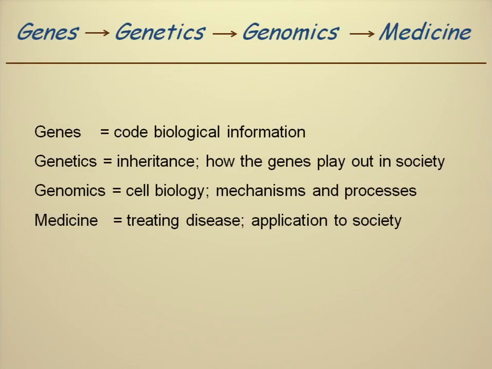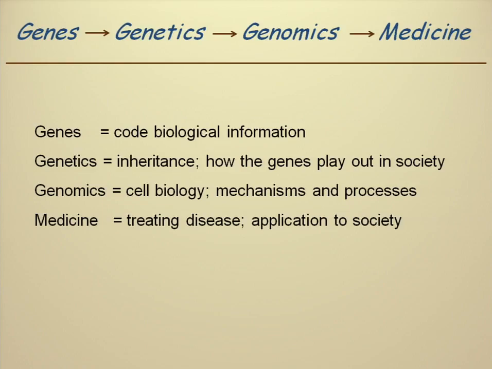Genetics, the play out of those genes, let's say, in families, inheritance in families, and ultimately affecting society. Genomics, how the gene product, the product that the gene makes, affects cells, and ultimately what the mechanisms of cell processes are and how that plays out in disease, and medicine, the treatment of disease. That's what you will be doing here today at Suburban.